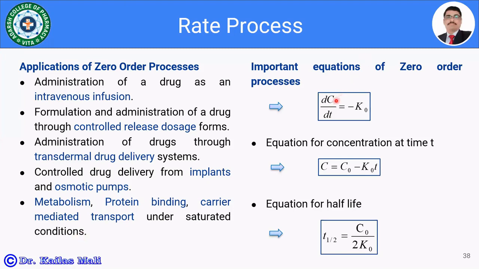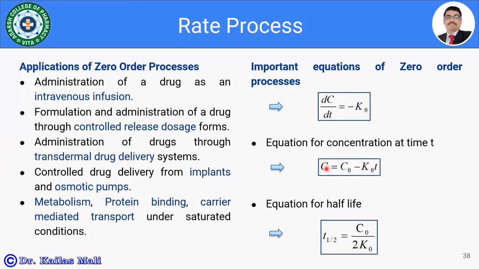So the first equation which we have seen is dC by dt is equal to minus K0. K0 is the rate constant, dC by dt is the rate of change of concentration with respect to time t. Then the equation for the zero order kinetics, that is determination of concentration of a reactant at a time t, that is C is equal to C0 minus K0 t.